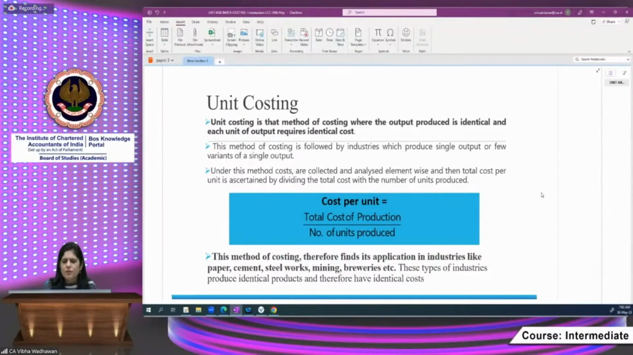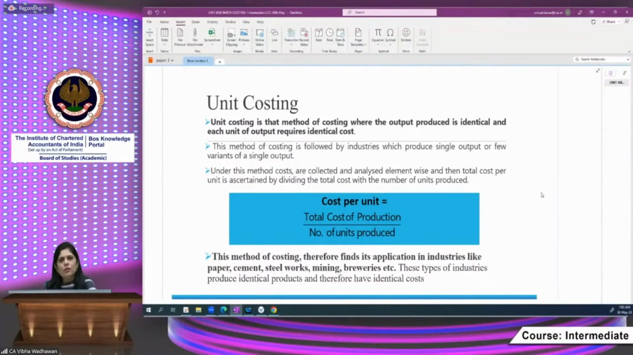Under this method, costs are collected and analyzed element-wise. Elements mean direct material, direct labor, direct expenses. These are elements of cost. So costs are collected element-wise: material cost separately, labor cost, like we used to do in costing. You must have studied the cost sheet. So all the elements of cost we have to take into consideration.